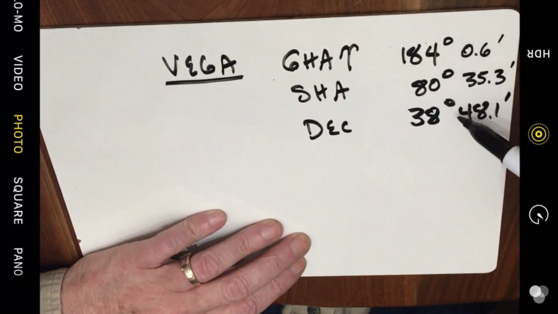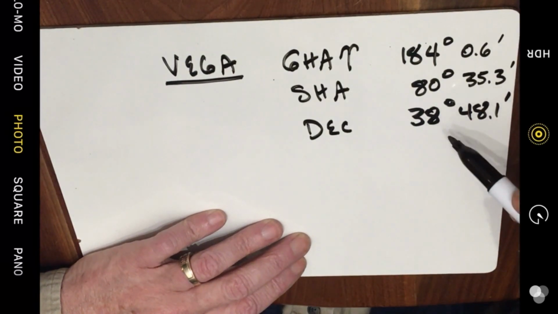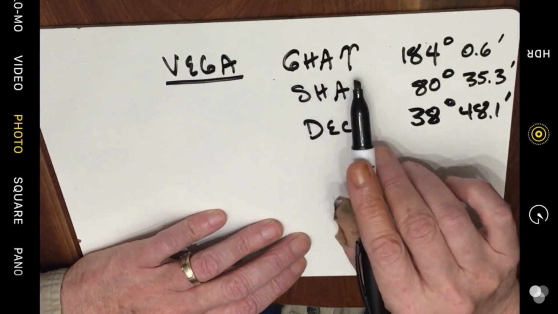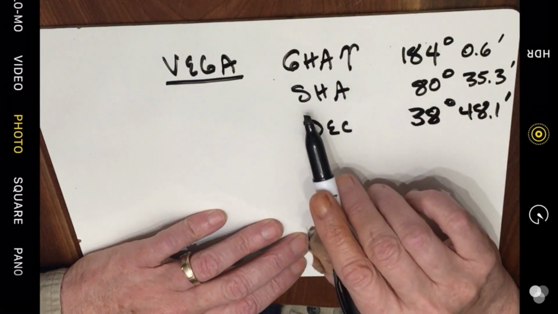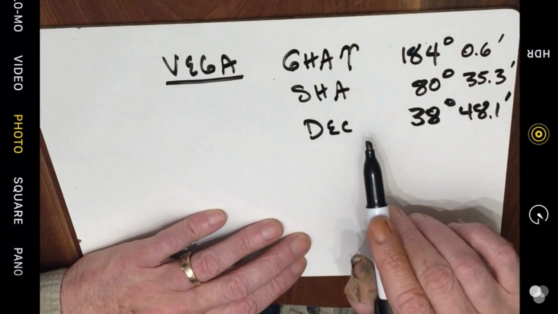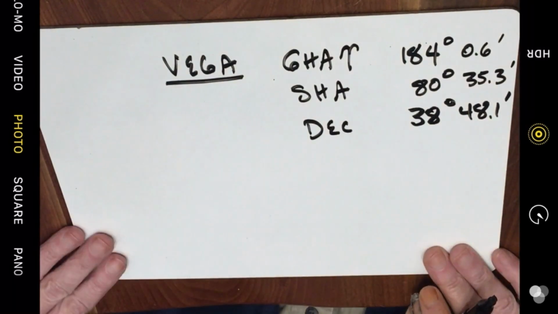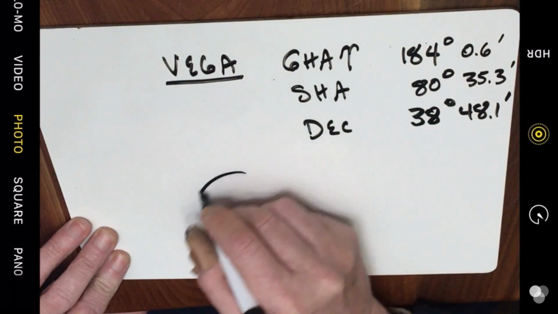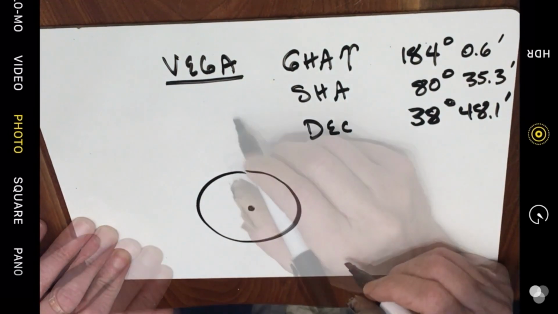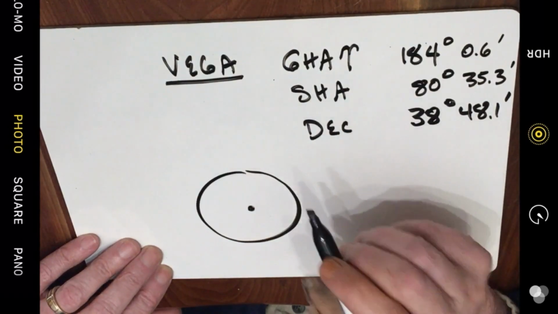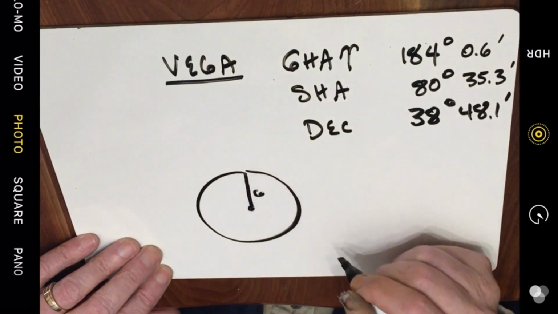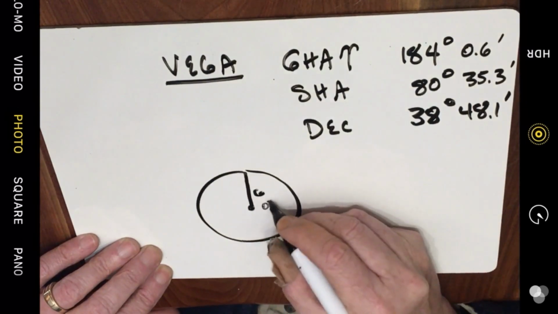And we have three values here that are essential to find the geographic position of the star. The first one is called the Greenwich hour angle of Aries. The second is called the sidereal hour angle. And the last is called the declination. Now there was a little bit of confusion about this, so let's see if we can make this a little clearer. If you look at the Earth from the viewpoint of the North Pole, we're going to have a couple of prime meridians. The first one is the prime meridian of Greenwich, and that is 0 degrees longitude.